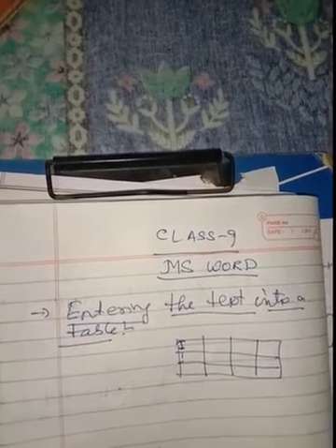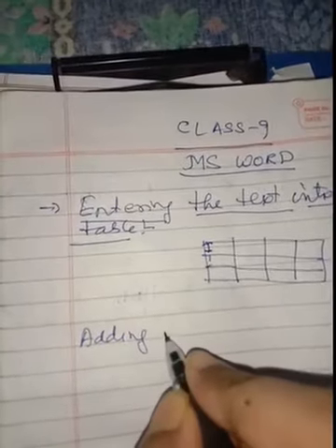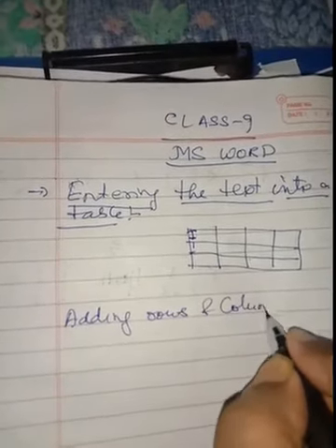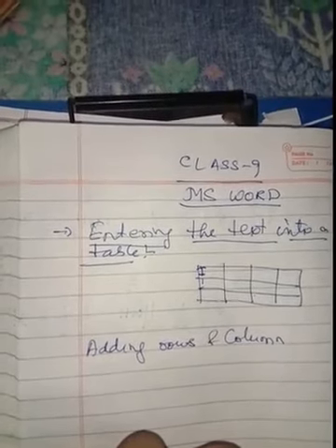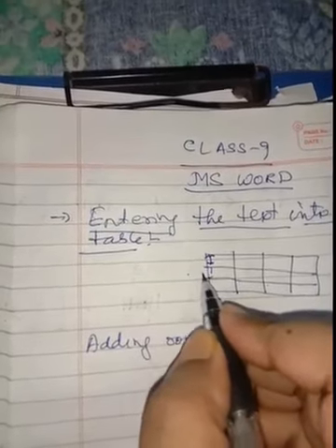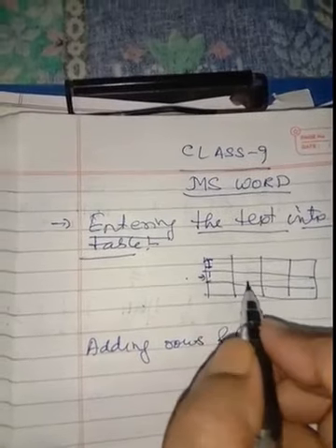So now the next topic is adding rows and column in a table. How can we add the rows and column in a table? In order to add the rows and column in a table, first of all select the row or column which you want to add. Suppose I have left click over here. As soon as I left click over here, the entire row will get selected.